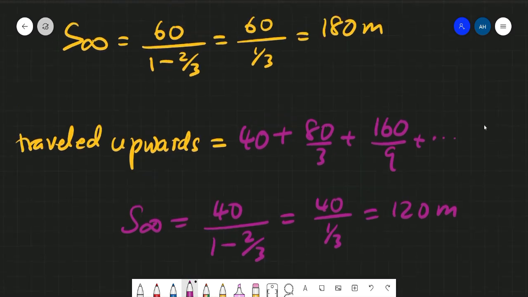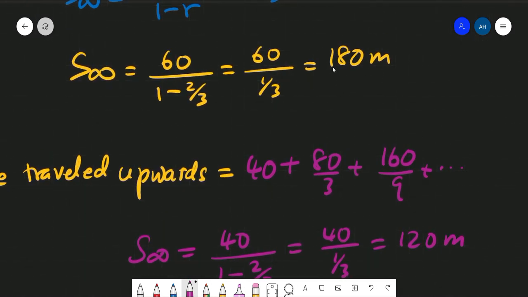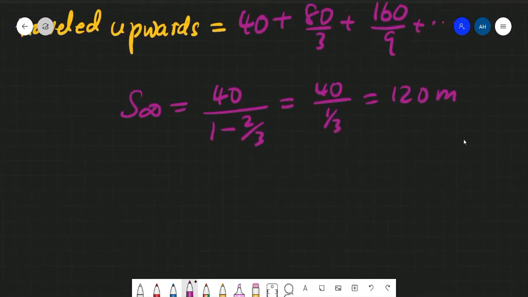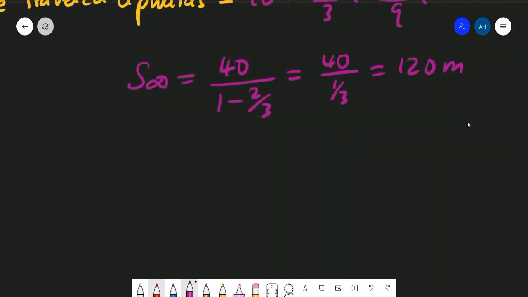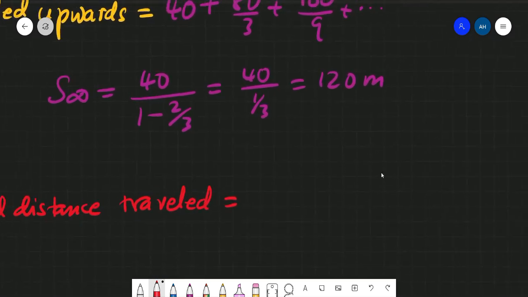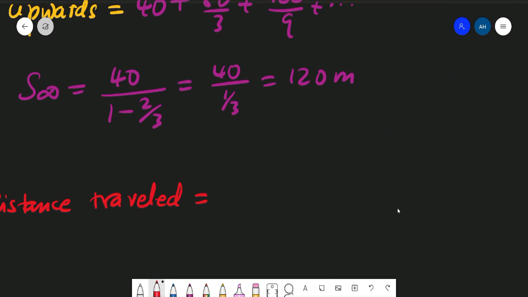So we already found the distance traveled downwards is 180, and the distance traveled upwards is 120. So now we can find the total distance. The total distance traveled is equal to the sum of the distance traveled downwards, that is 180, plus the distance traveled upwards, 120, so the total will be 300. The total is 300 meters.